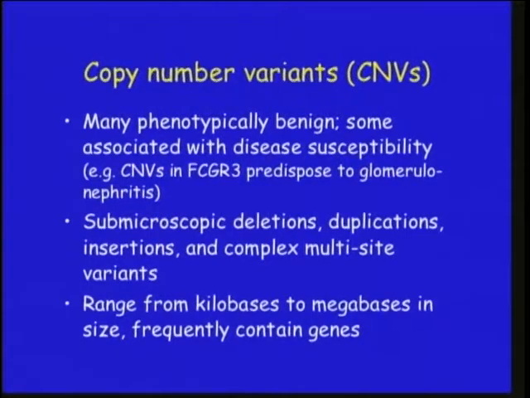These copy number variants can consist of either deletions, duplications, insertions, or they can have very complex structures so that you can see multiple sites on one chromosome or multiple sites on different chromosomes. And these structures range in size from kilobases to many megabases in size, and they frequently contain genes.